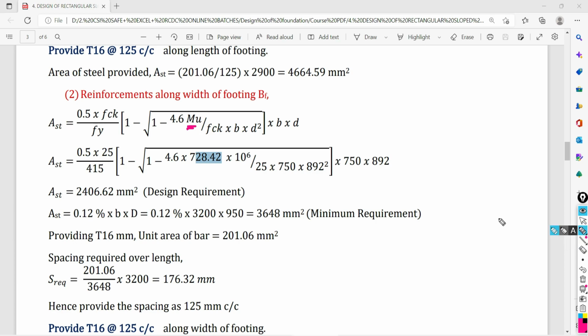Here one more change will be there: the width considered. So the width considered will become what? 750 into 892 mm square, and put all these values here. So you are getting the answer as 2406.62 mm square design requirement.